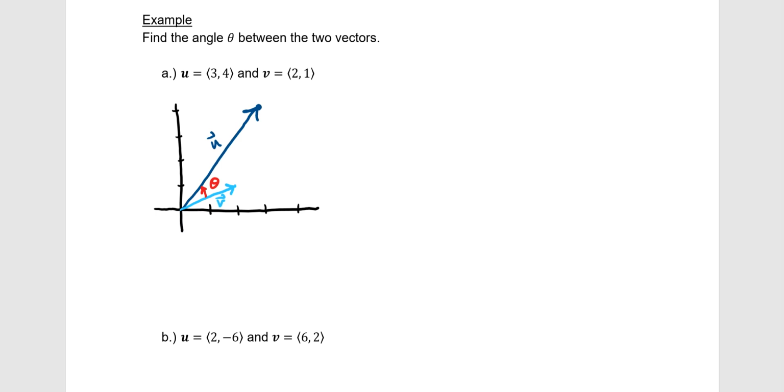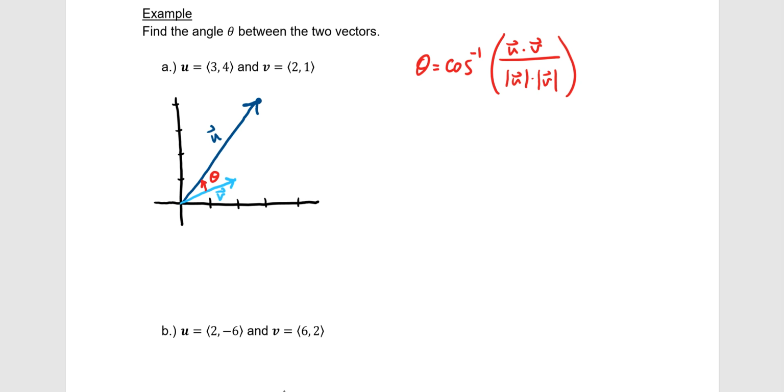So plotting or graphing vector u and vector v, it would end up looking something like this, and we're looking for theta. We're looking for the angle between these two vectors. So let's go ahead and use that definition. I'm going to use the form where we already have theta solved for. So theta is cosine inverse of u dot v divided by magnitude of u times magnitude of v.